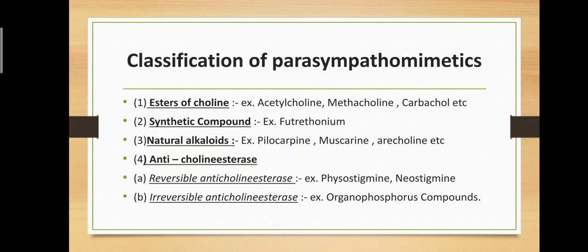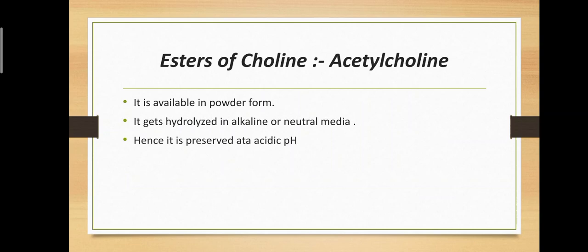Anticholinesterases are again divided into two subtypes: reversible anticholinesterases and irreversible anticholinesterases. Examples of reversible anticholinesterases are physostigmine and neostigmine, and irreversible anticholinesterases are organophosphorus compounds. This is a very simple classification of parasympathomimetic drugs. Next point, esters of choline.